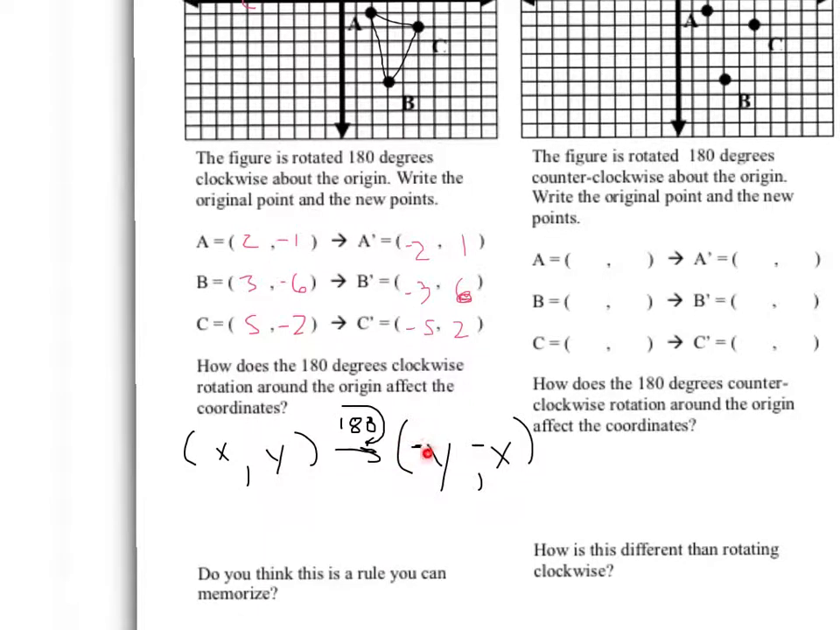Remember that when we write our rule like this, negative doesn't mean that it's becoming negative. That means that it's switching signs. It's going to be the opposite of whatever it was before. So we can see here that our y... Sorry.